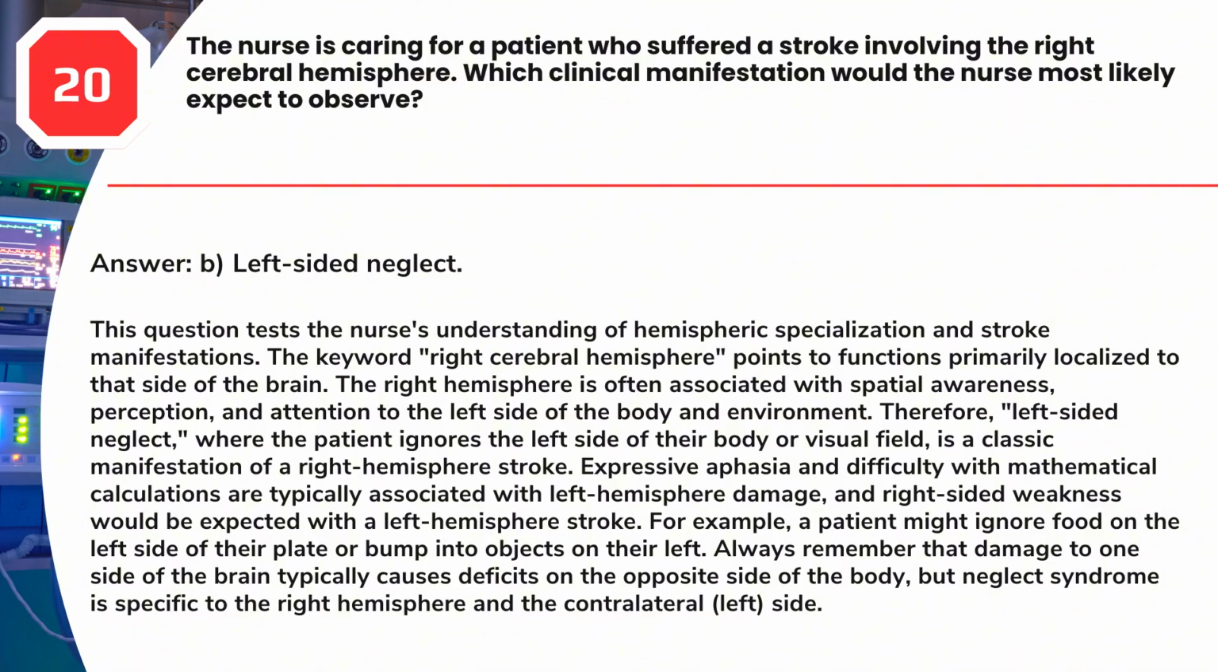Expressive aphasia and difficulty with mathematical calculations are typically associated with left hemisphere damage, and right-sided weakness would be expected with a left hemisphere stroke. For example, a patient might ignore food on the left side of their plate or bump into objects on their left. Always remember that damage to one side of the brain typically causes deficits on the opposite side of the body, but neglect syndrome is specific to the right hemisphere and the contralateral, left, side.